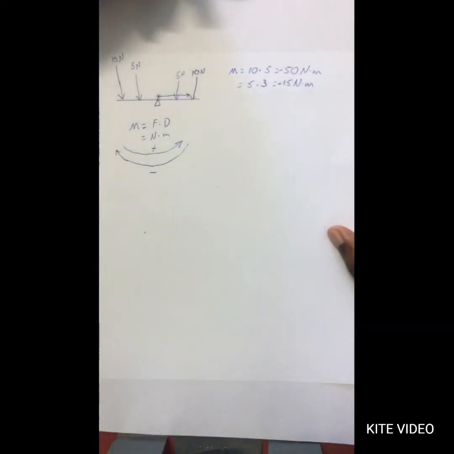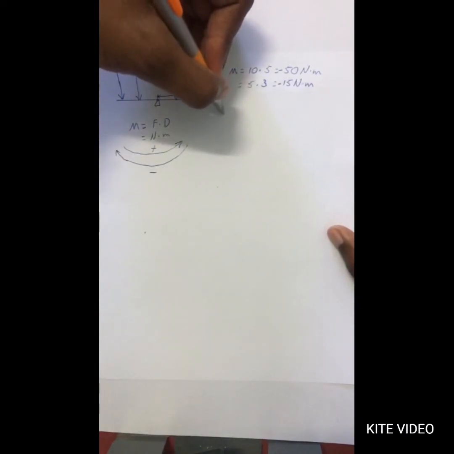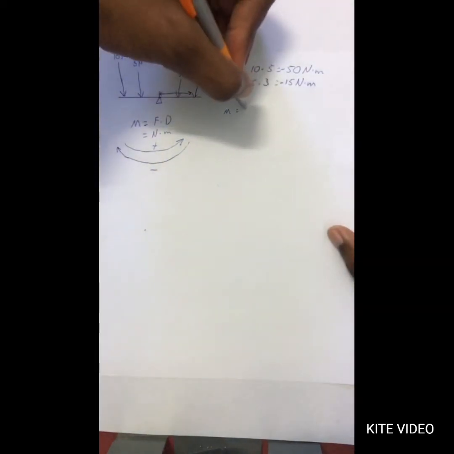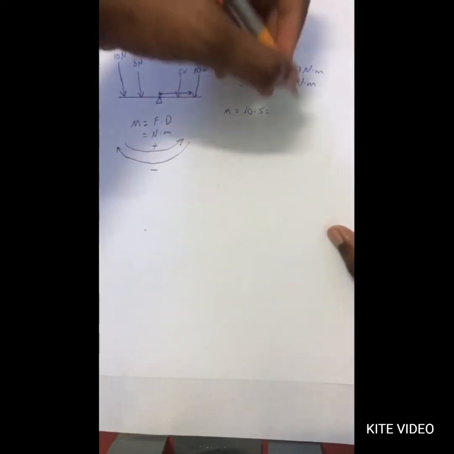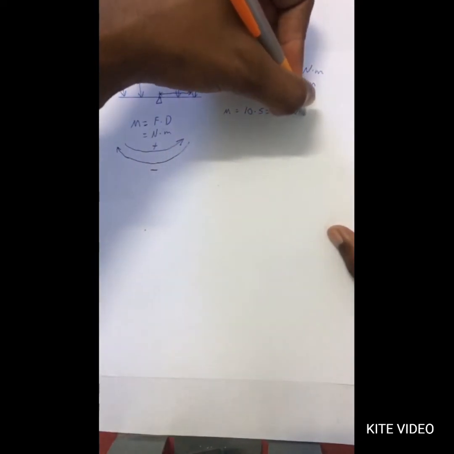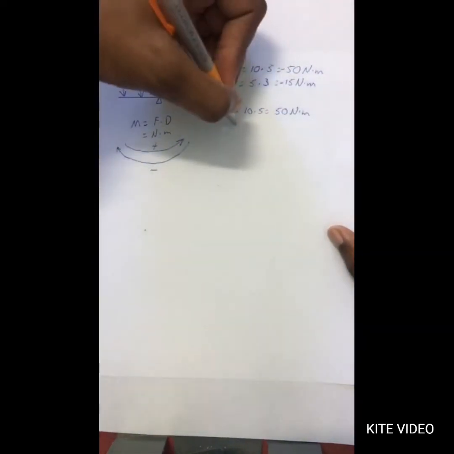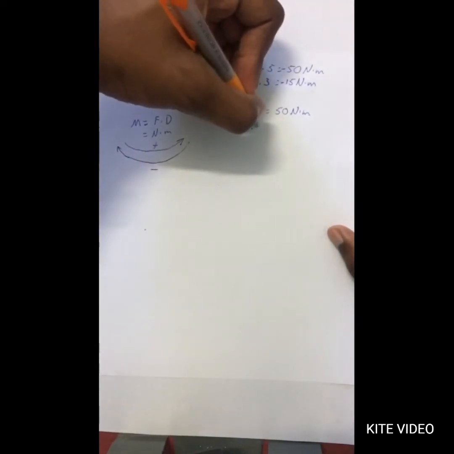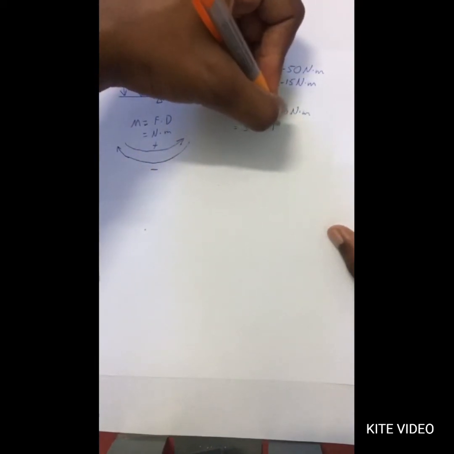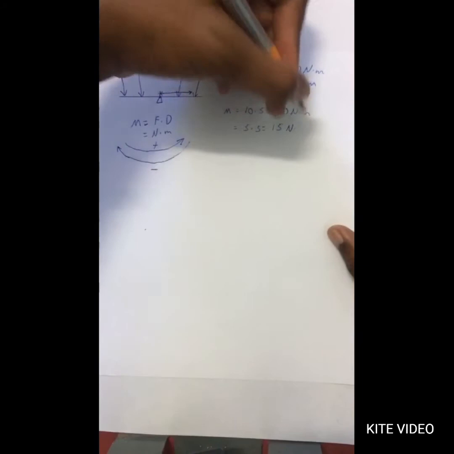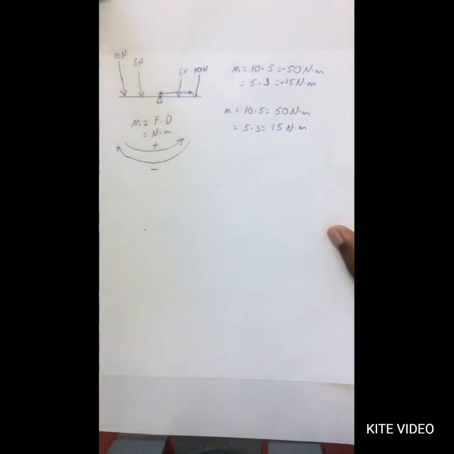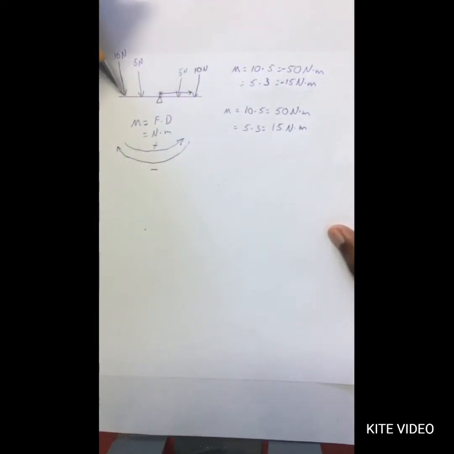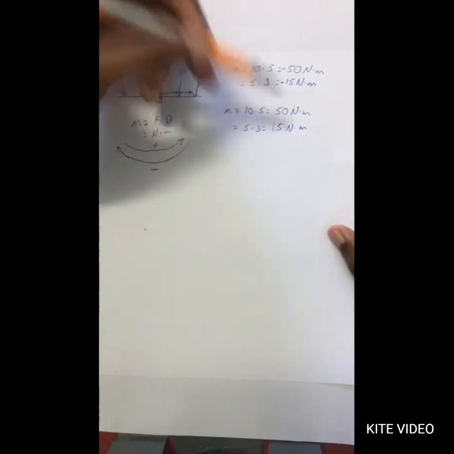Now we'll do this side. The moments over here, 10 times the same 5. This will give you a positive 50. And then the 5 times the same 3 meters. This will give you a positive 15 Newton meters. So this is going anti-clockwise, so these values will be positive.